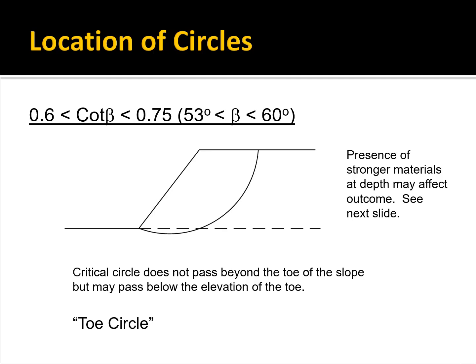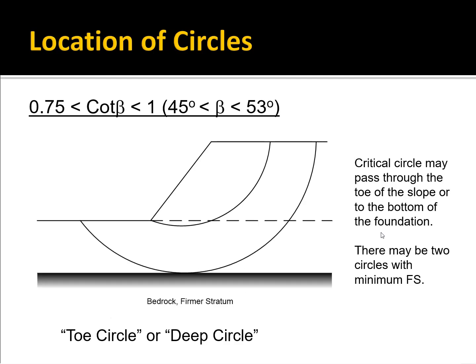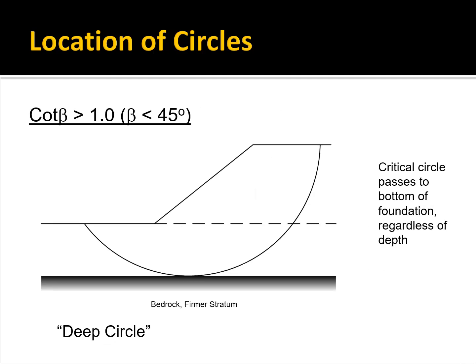And then if you have a stronger material deeper, and then an angle between 53 and 60 degrees roughly, you'll get a toe circle again, but it may pass down a little bit into the foundation, but it's still a toe circle. And then there's kind of this middle ground between 43 and 53 degrees where you could have a local minimum with a toe circle and another one with a deep circle. So you just look at both cases and use the smaller factor of safety. And then finally, for slopes milder than 45 degrees.